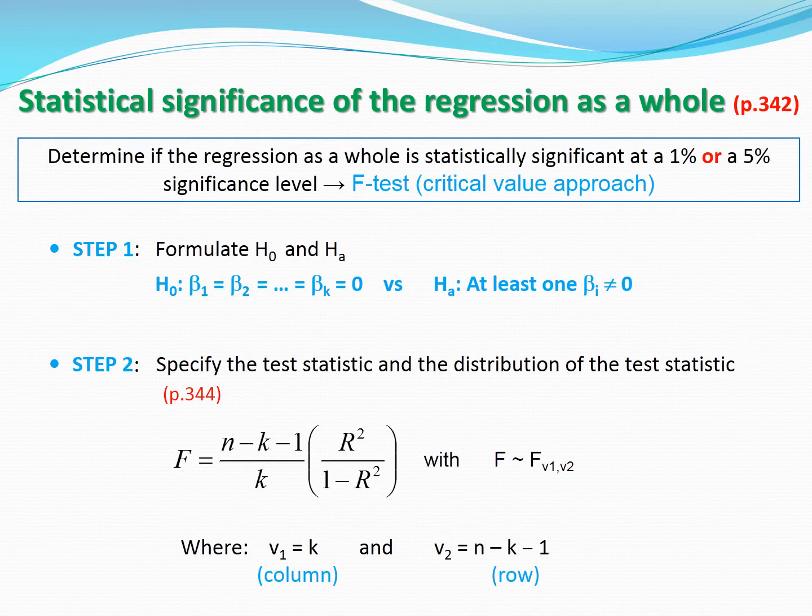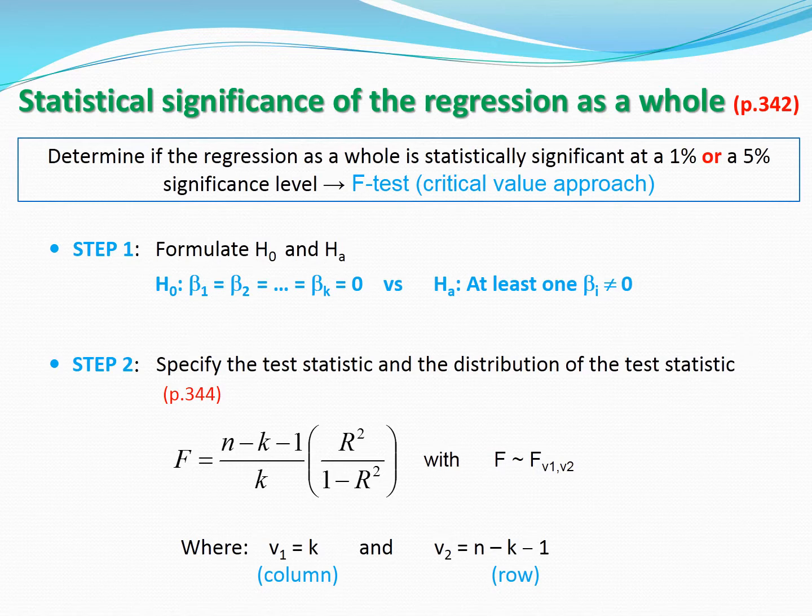Then in step 2, we specify the test statistic and give the distribution of the test statistic. So our formula for our F statistic is given by this, where N represents your sample size, K is your number of independent variables, and R squared is your coefficient of determination that we looked at in part 1. And then F follows an F distribution with V1 and V2 degrees of freedom.